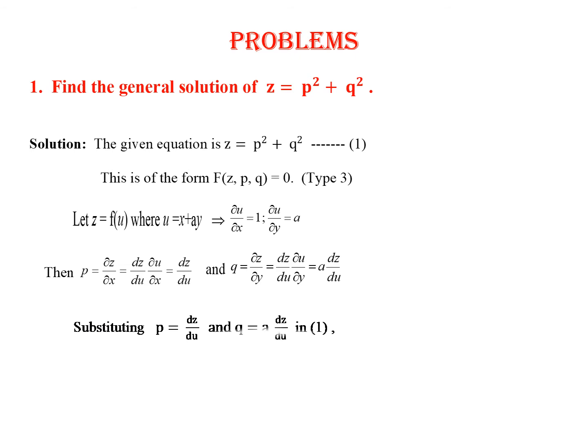Now let us substitute these values of p and q in the given equation 1. We get z equal to dz by du the whole squared plus a squared dz by du the whole squared. Because what was equation 1? z equal to p squared plus q squared. Here, taking dz by du the whole squared as a common term, we have z equal to dz by du the whole squared into 1 plus a squared.